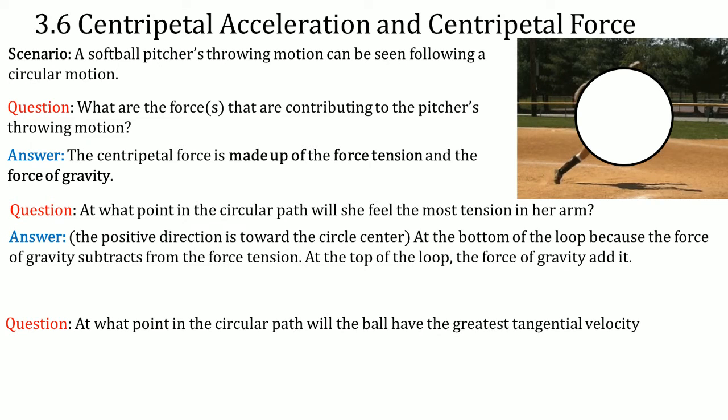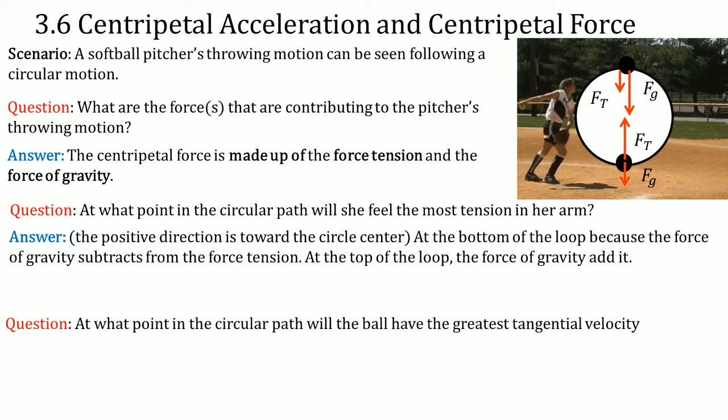Taking the positive direction to be towards the center of the circle, at the bottom of the loop, the force of gravity subtracts from the force of tension, and at the top of the loop, the force of gravity adds to it. So notice, pointing down is force of gravity, pointing up towards the center is force of tension. The force of tension is bigger at the bottom because that is what keeps it in its circular motion. On top, force of gravity is pulling down and force of tension is pulling it down. Notice on the top, both forces are contributing to the centripetal force.